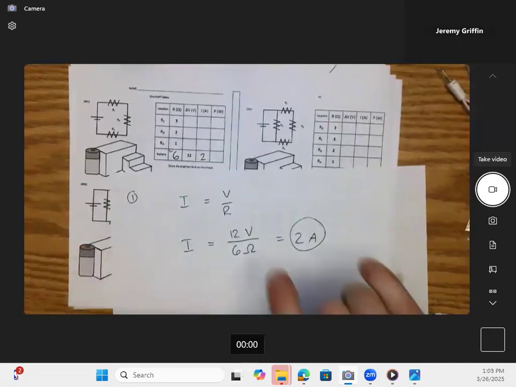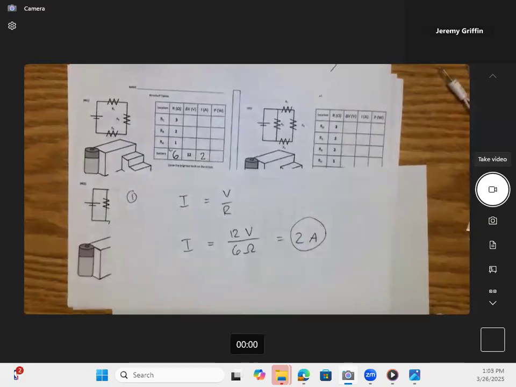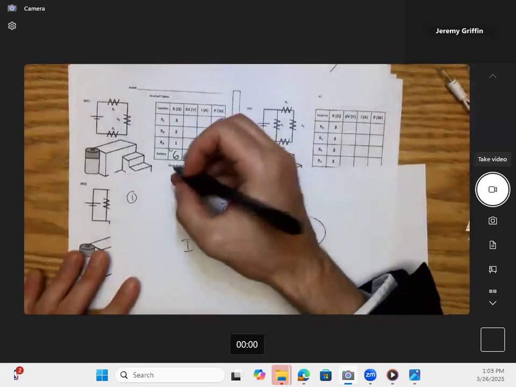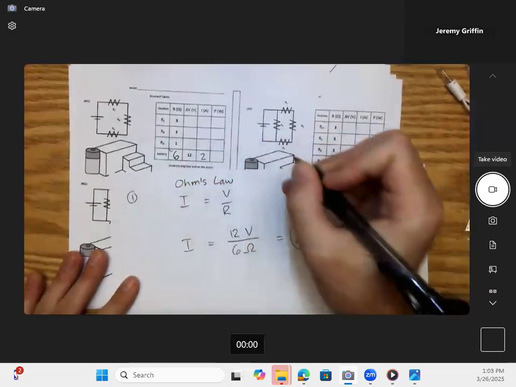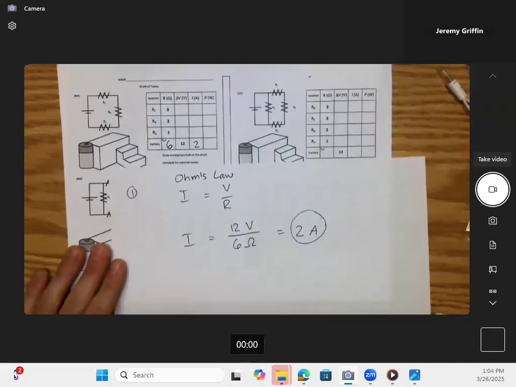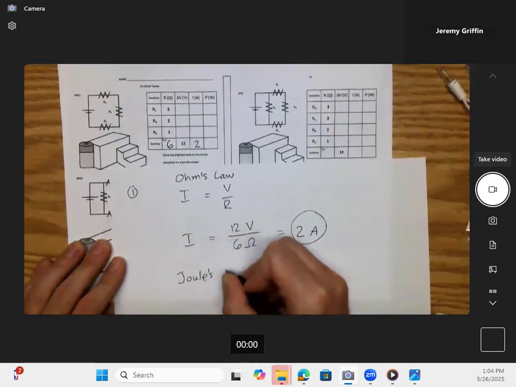All right. Let's go ahead and finish out this battery, because the final question for the battery is, what's the power output of the battery? Which is like, how fast is it being drained in watts? And for power output, we just did Ohm's law to find the current. But how do you find the power? That's not Ohm's law. That's whose law? Joule's law. Okay.